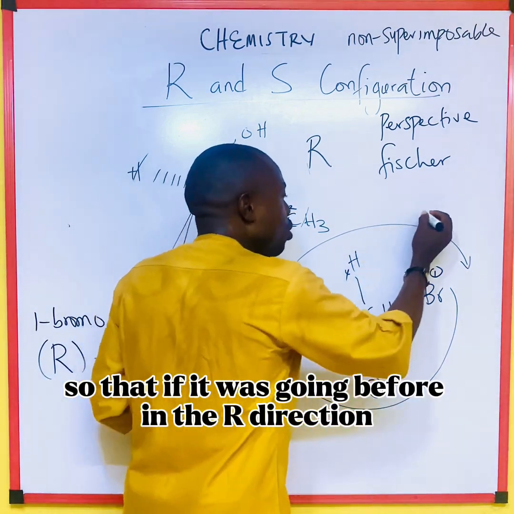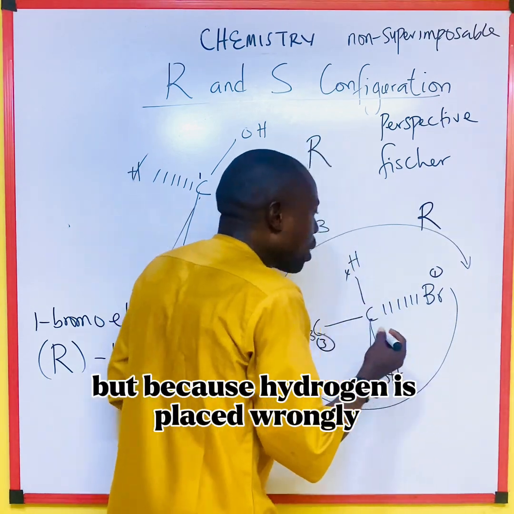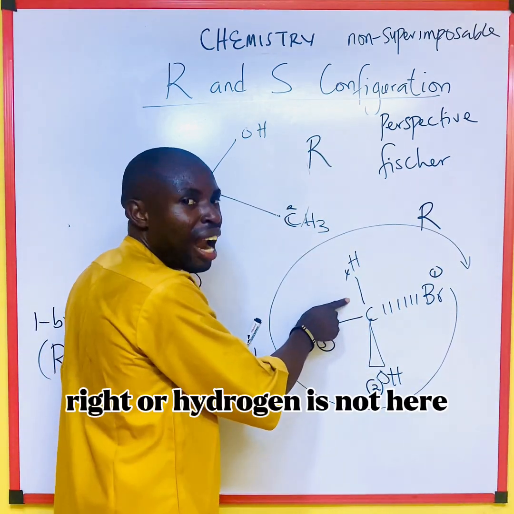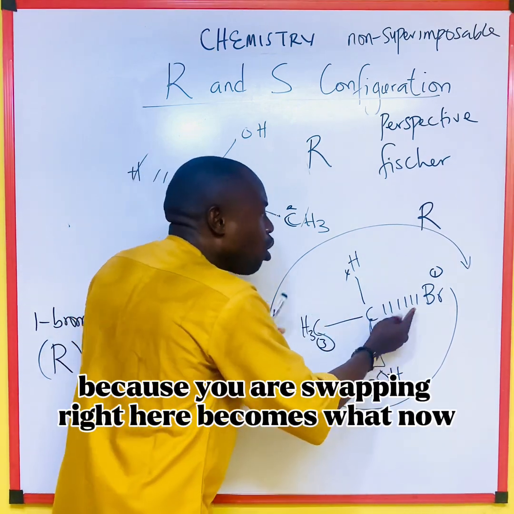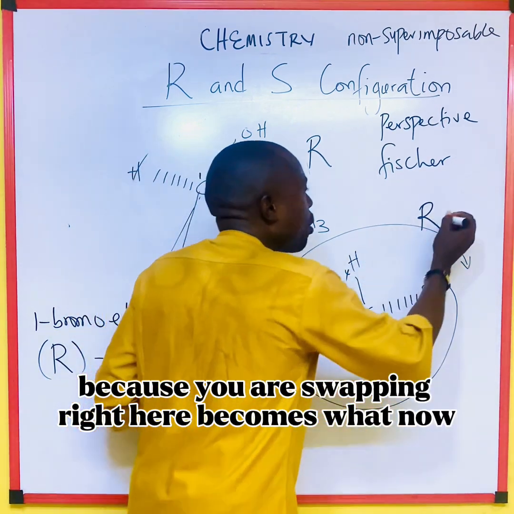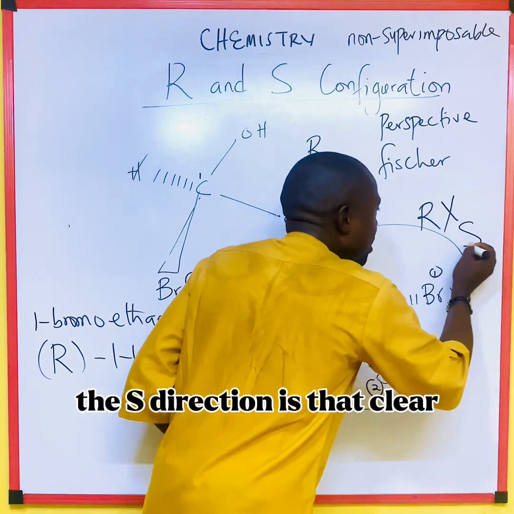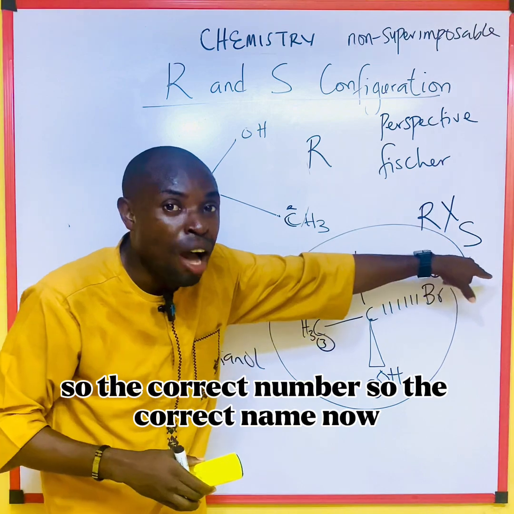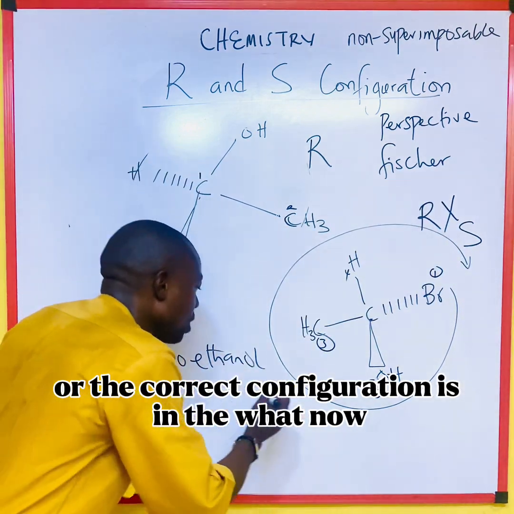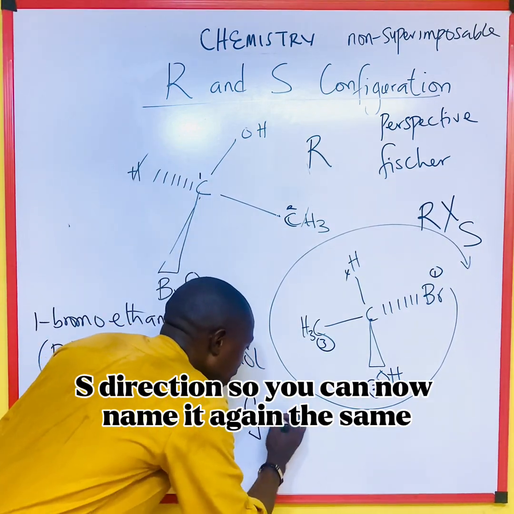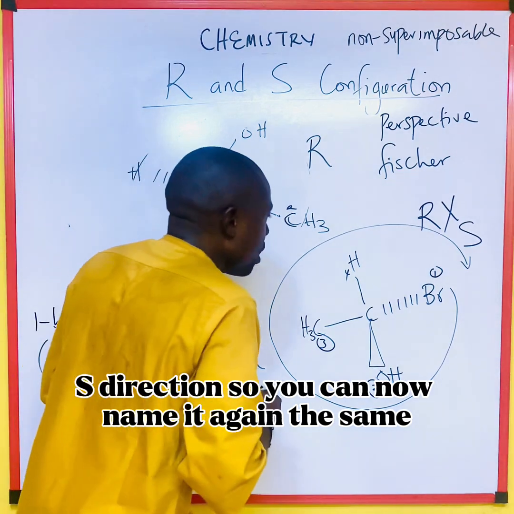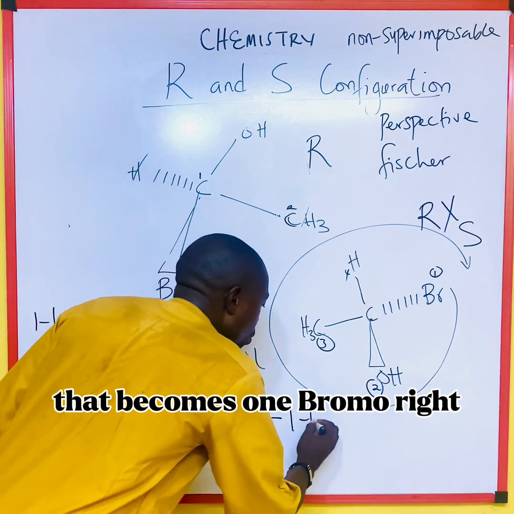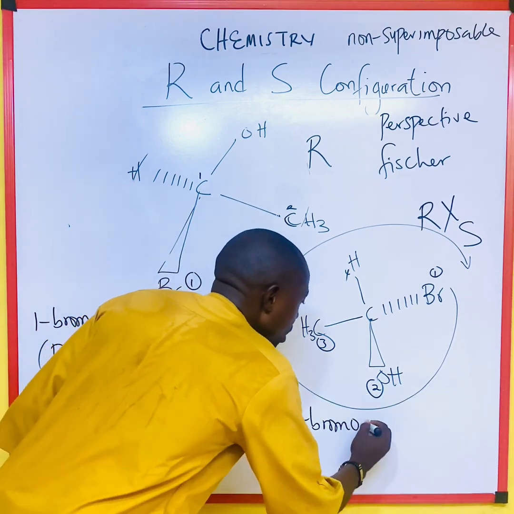So that if it was going before in the R direction, but because hydrogen is placed wrongly, or hydrogen is not here, because you are swapping, right? Here becomes what now? The S direction. Exactly. So the correct configuration is in the S direction. So that you can now name it again, the same compound here, that becomes 1-bromo, right?